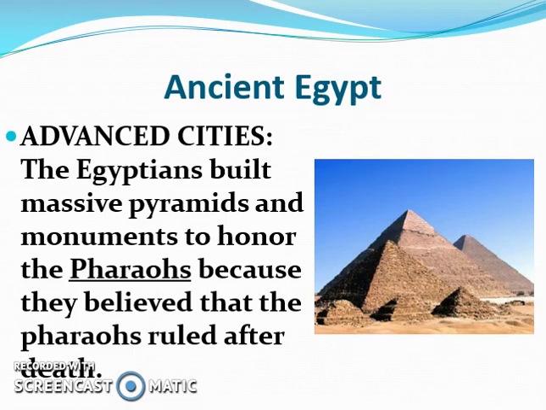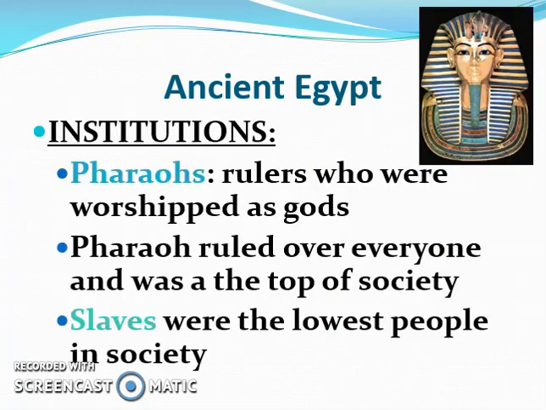They were in charge of everything that happened, and they were looked at as if they were gods by the Egyptian people. So they held great importance, and these pyramids were built in their honor after the pharaoh died. In fact, a lot of the times the pyramid would be built during the years that the pharaoh ruled, so that when they died, it would be completed and ready for them to rest in. So pharaohs, as I said, are rulers who were worshipped as gods.